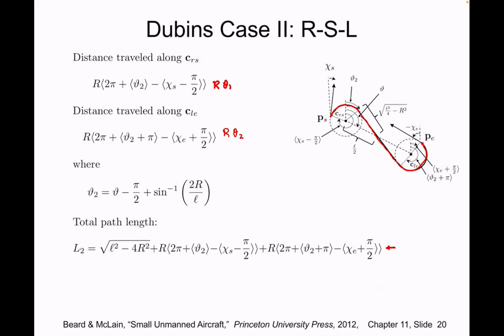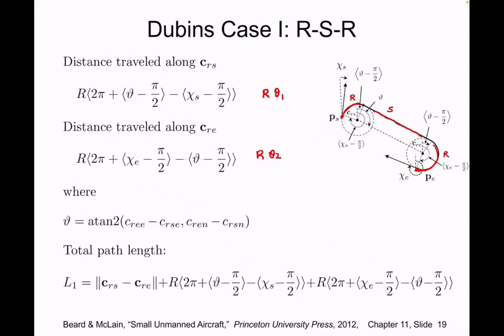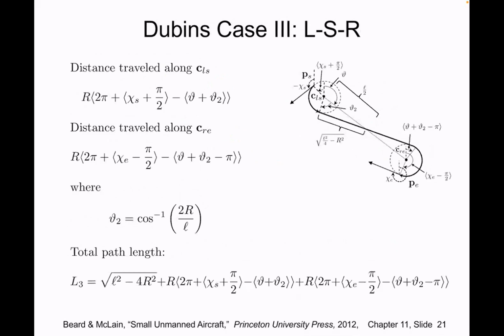Some of you may say, hey, would that always be the same path length once I have PS and PE? No, it also depends upon the heading that you're commanding, basically the course angle that you're commanding. So for a given course angle and given coordinates for PS and PE, you would run that case: first RSR, RSL, then again the same thing, R theta 1, R theta 2.